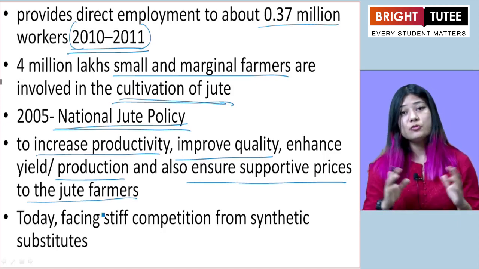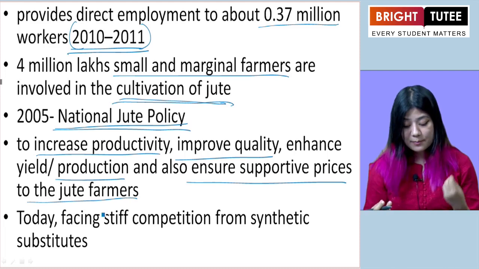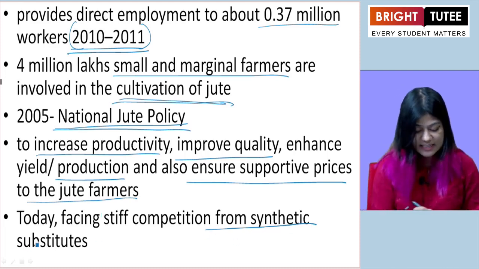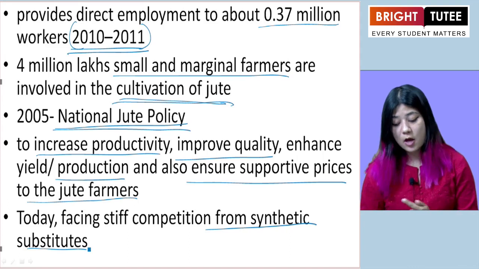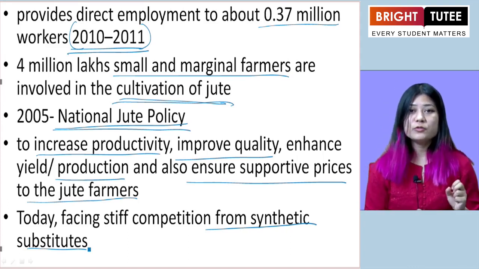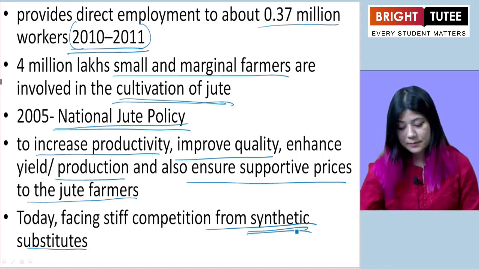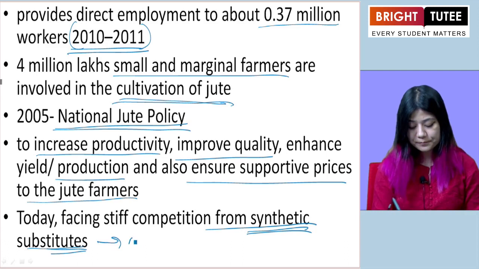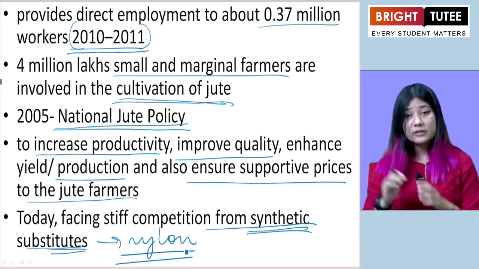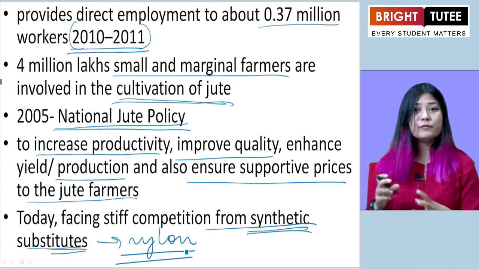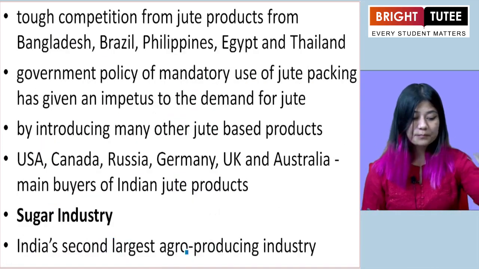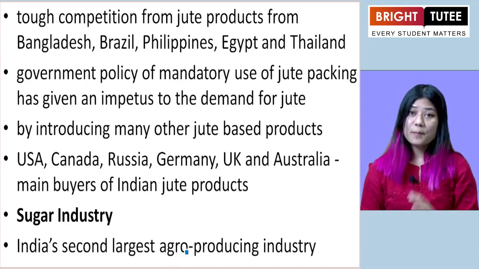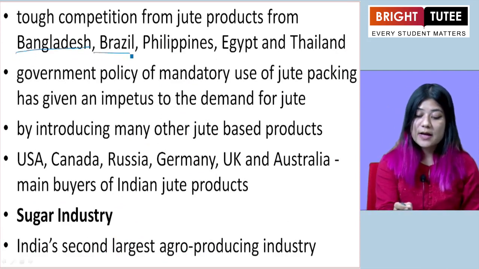Today the jute textile industry is facing a problem, and that problem comes from the competition it receives from synthetic substitutes. Jute is very good, but it is expensive, so the demand for jute is not much, and people turn to synthetic substitutes like nylon, which is cheap. This shift from jute to nylon creates problems for the manufacture of jute textiles. Another competition it faces is from jute products produced by Bangladesh, Brazil, Philippines, Egypt and Thailand.